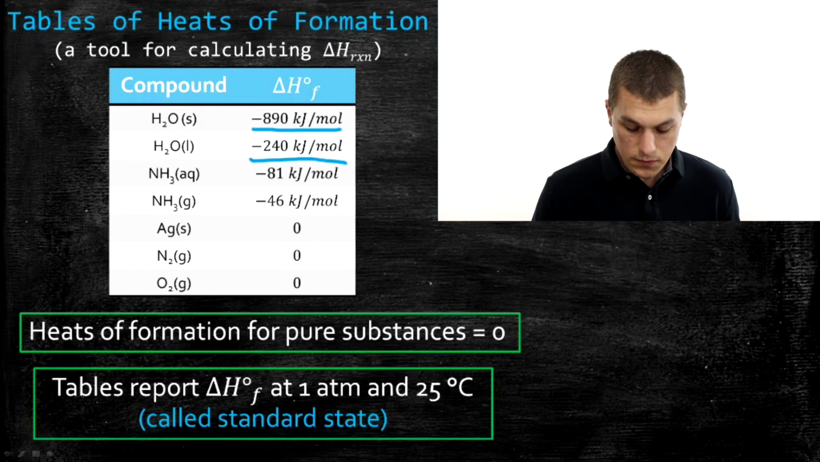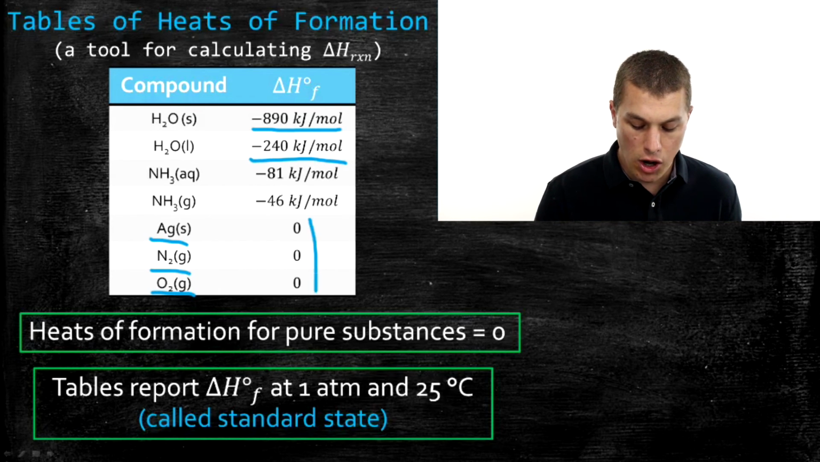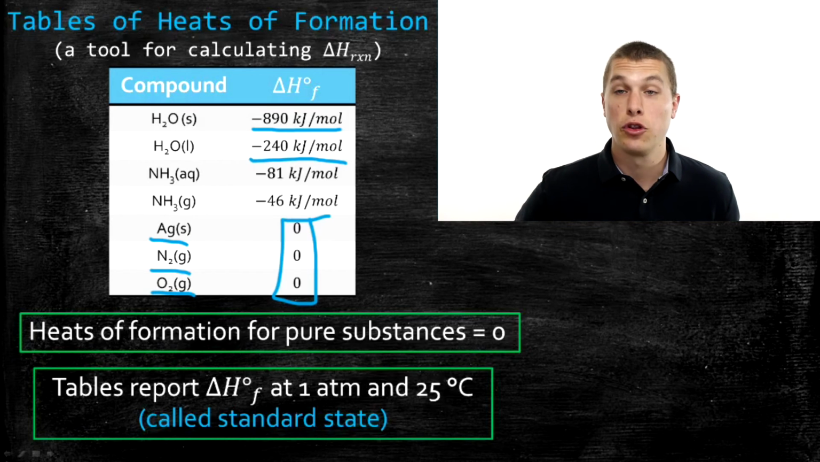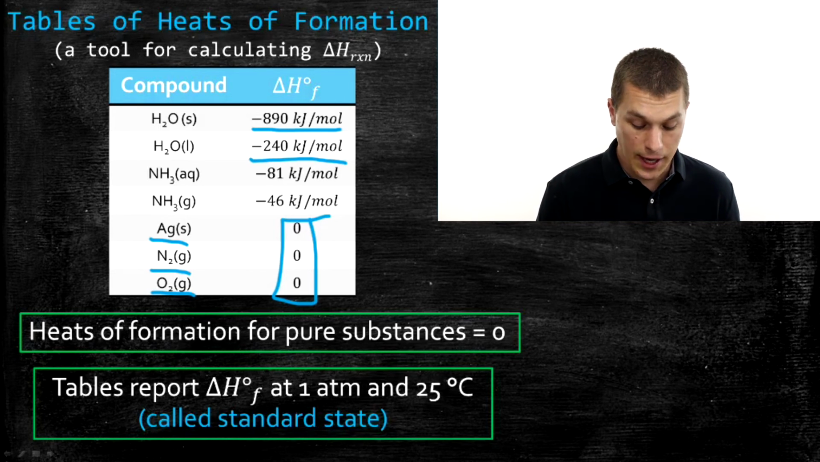So, one last thing to notice here. Towards the bottom of the table, I have some pure substances. Silver, nitrogen, oxygen, you notice that all the pure substances have enthalpies of formation of 0. And that has to be true by definition because we're forming our compounds from pure substances. So what's the energy it takes to make pure silver from pure silver? Nothing. And that's why it's 0. I'll show you a little more clearly what I mean by that in the next slide.